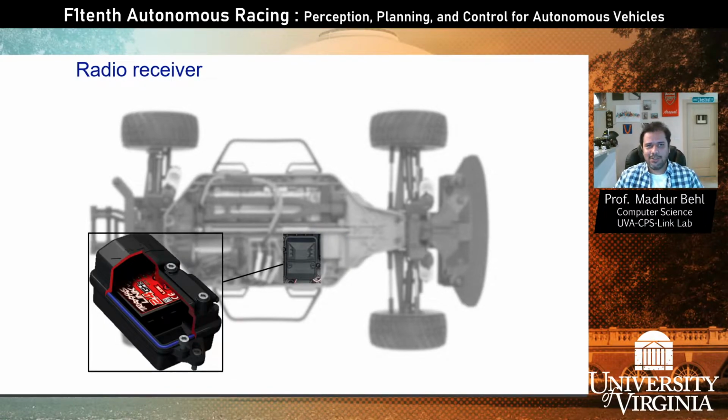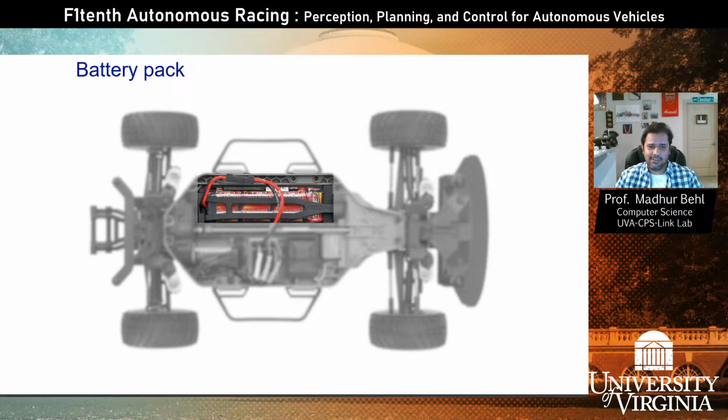There's a radio receiver because this is meant to be an RC toy. This is also something that we use to interface with the car, because we can just bypass the radio signal and directly send our own signals to the vehicle. All of this is powered by its own battery pack.